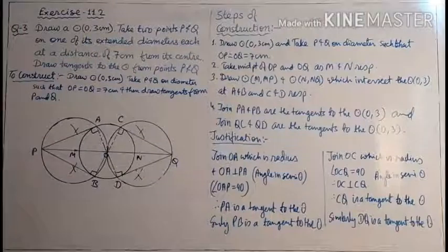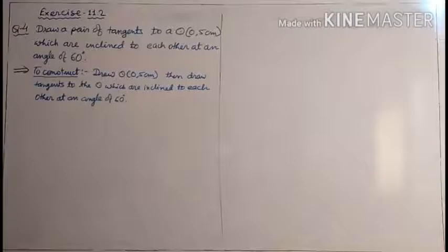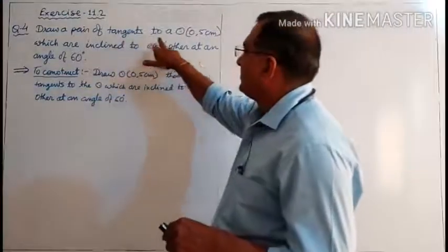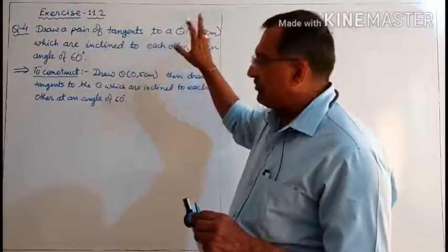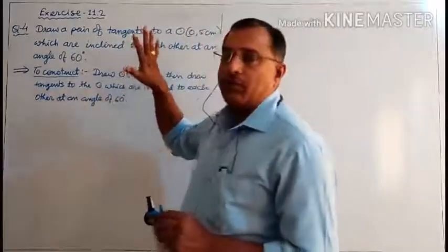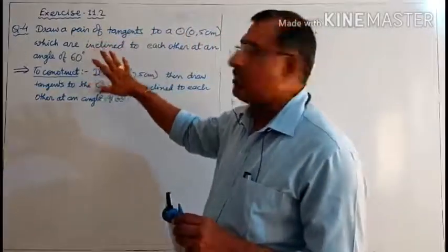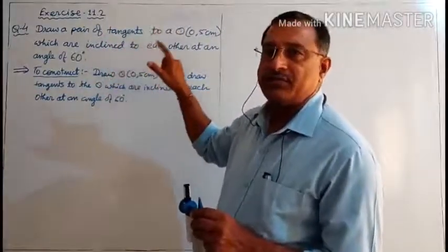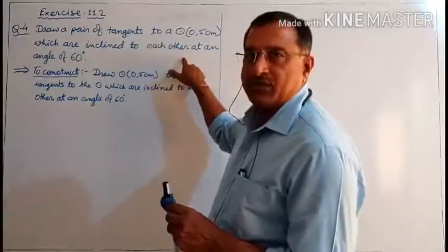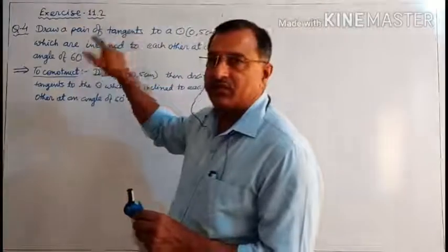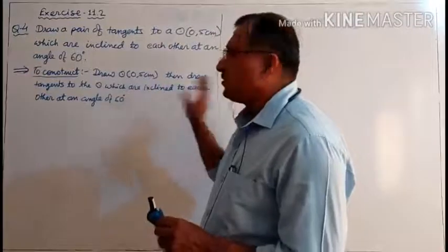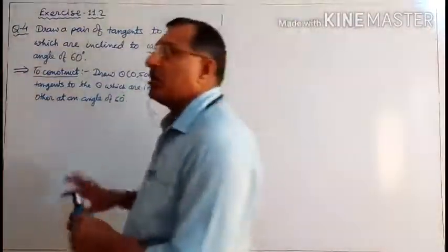How can you say that they are tangents? Now next question, exercise 11.2 question number 4. Draw a pair of tangents to the circle with center O and radius 5 centimeter. Here we have not been given a point outside the circle, but the tangents meet at a point outside the circle and form an angle of 60 degrees. That is, they are inclined to each other at a 60 degree angle. So construct the circle first, and then draw the tangents which form a 60 degree angle to each other.